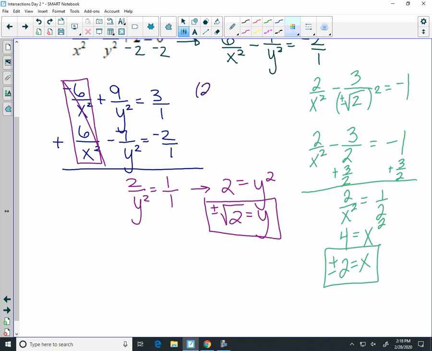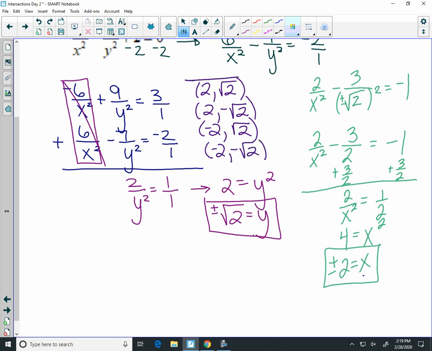So positive 2 is going to be paired with positive radical 2. Positive 2 is going to be paired with negative radical 2. There's my x's and there's my y's. Negative 2 is going to be paired with radical 2. Negative 2 is going to be paired with negative radical 2. I like it.